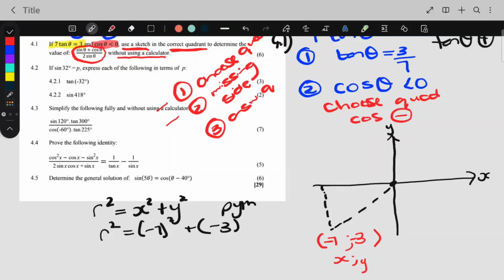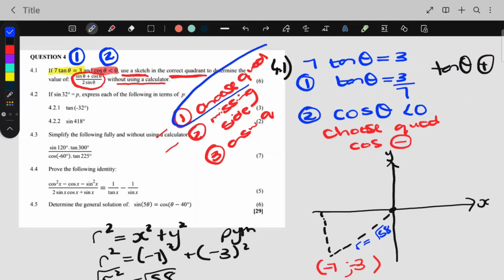So negative 3 squared, and I get my r squared to be 58. If I take the square root on both sides, r is the square root of 58. You can just leave it like that. You can use your calculator, but because the question said we must do it without the use of a calculator, we don't write our answers as decimals, eh? So here's your x, here's your y, and now your r is the square root of 58.